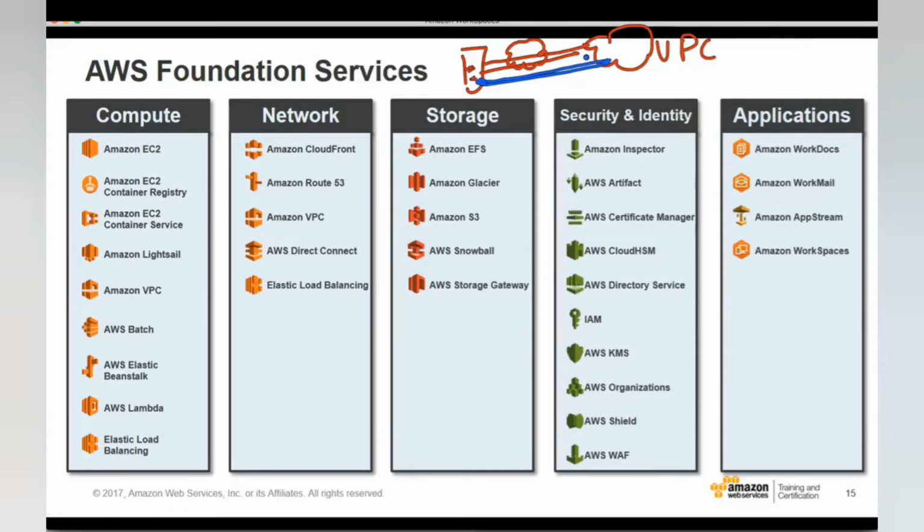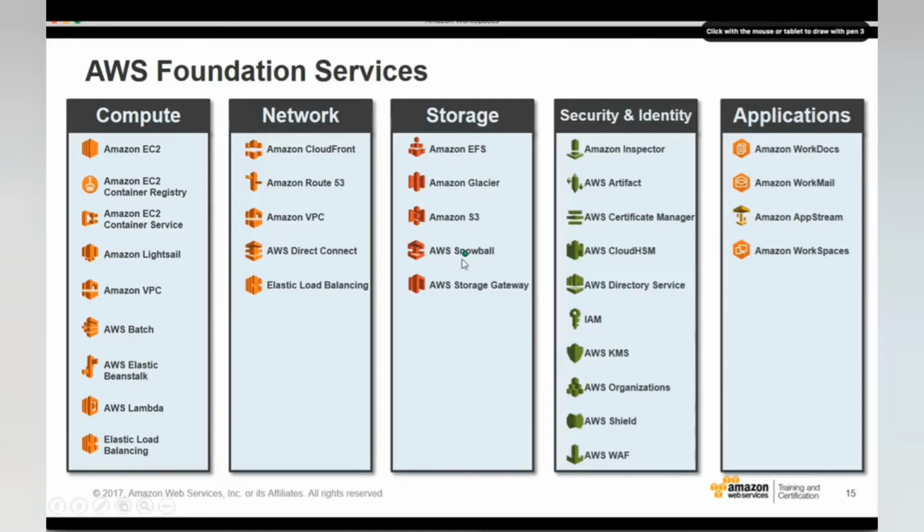Okay, so that's networking. Let's move on to storage. Again, we have 5 component parts of storage: EFS, Glacier, S3, Snowball, Storage Gateway. We are going to spend a bit of time on this one. We kind of touch on this as well. But let's start with EFS.